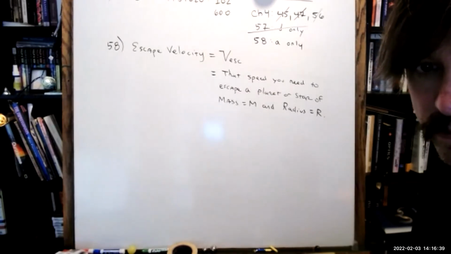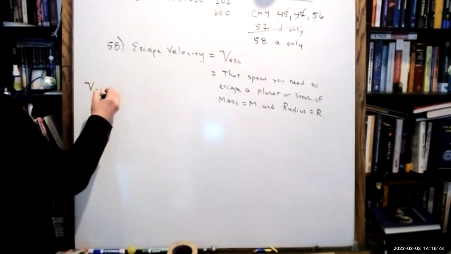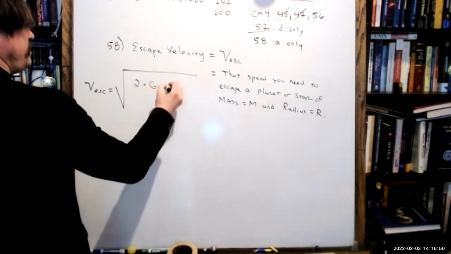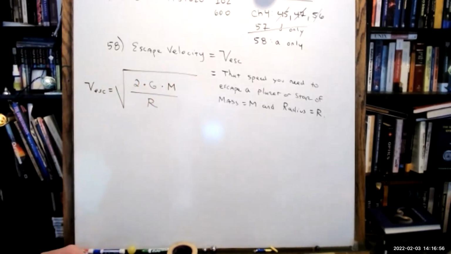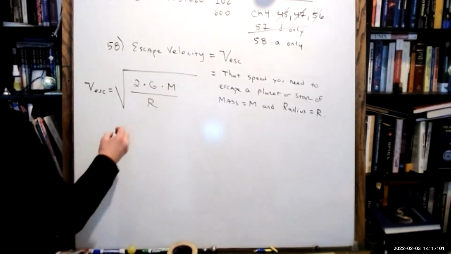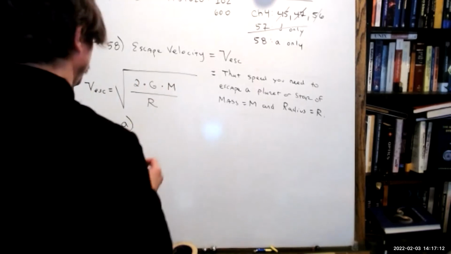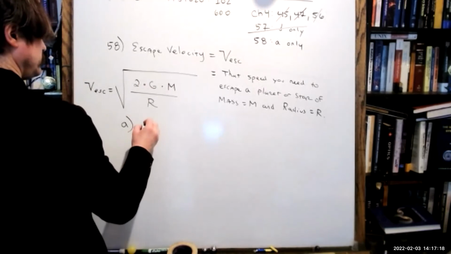The escape velocity formula is the square root of 2 times big G times the mass of the planet divided by the radius of the planet. What do they want us to do, David? Once you're done writing, tell us about part A. So escape velocity: calculate the escape velocity from each of the following using data as needed from Appendix E. And for A, it's just the surface of Mars.